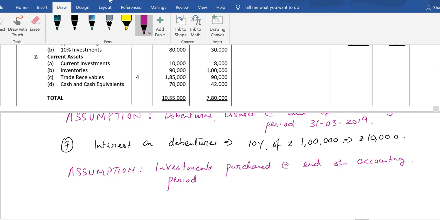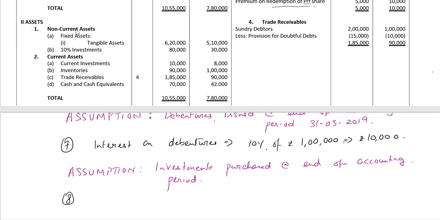So based on that, we have interest received on investments. It's 10% on the investments throughout the year. So throughout the year, we had 30,000 worth of investments. The purchase was made only at the end of the accounting period. So 10% on rupees 30,000 comes up to interest received rupees 3,000.